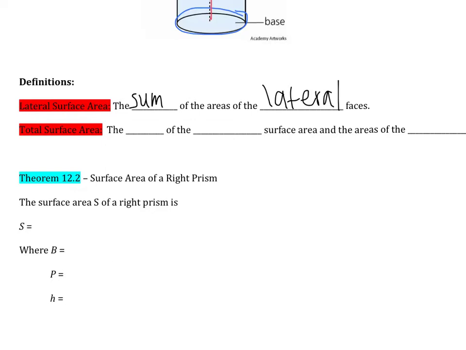The total surface area, the next definition, is the sum of the lateral surface area and the area of the bases. So the total surface area includes the lateral faces and the bases. So those are the 2 definitions for surface area.